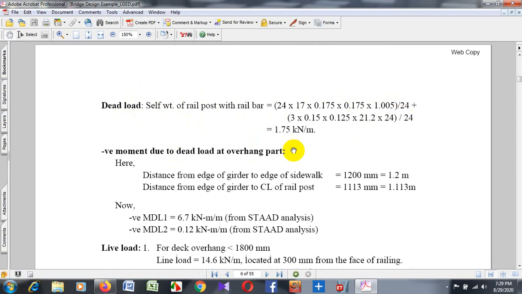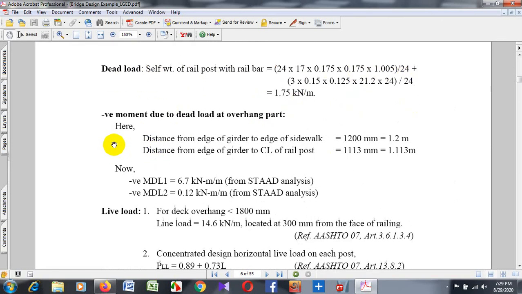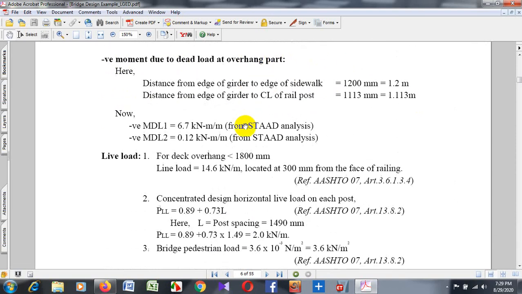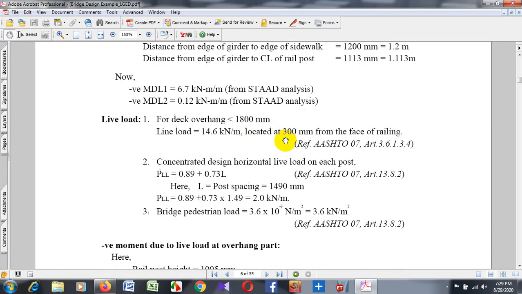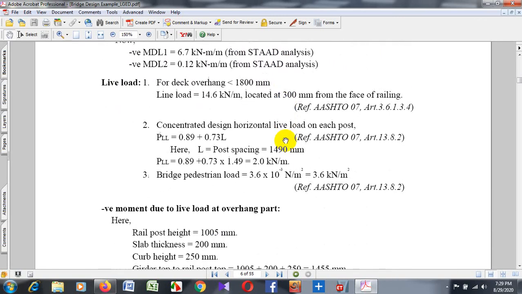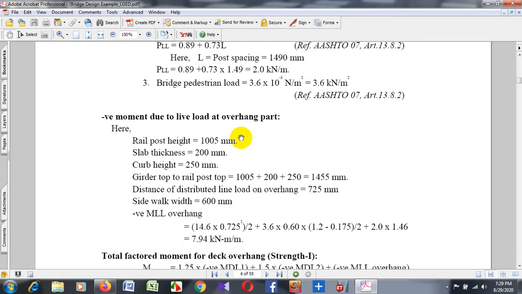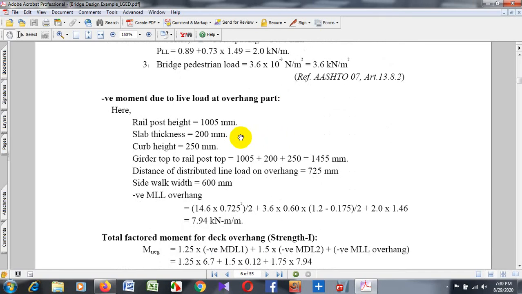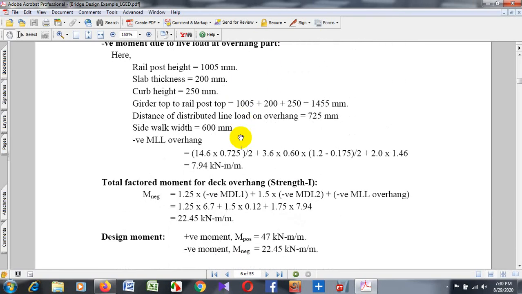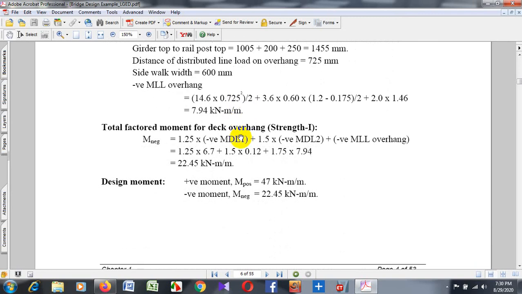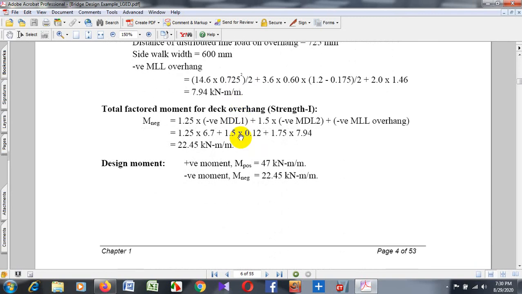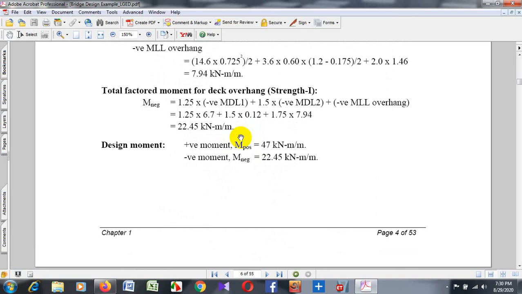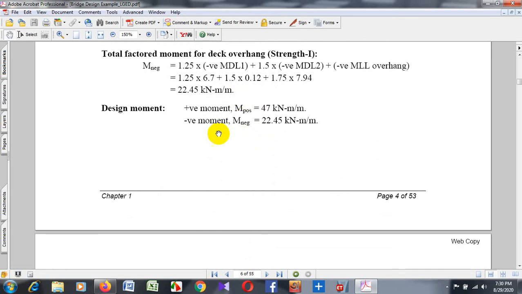This dead load is calculated clearly, and negative moment due to dead load is obtained. This part is overhanging, so negative moment should come out, and this analysis is done by STAAD Pro, and live load analysis. Negative moment due to live load and overhang part. Total factored moment for deck overhang, strength 1. Now design moment.